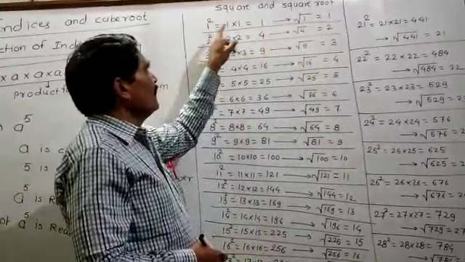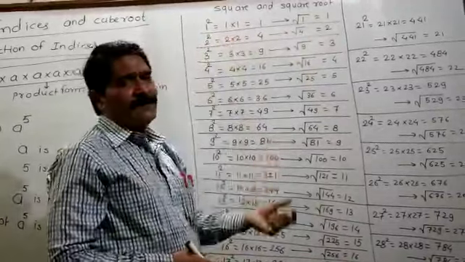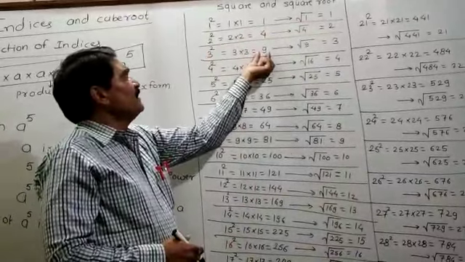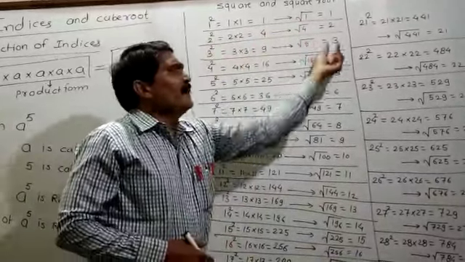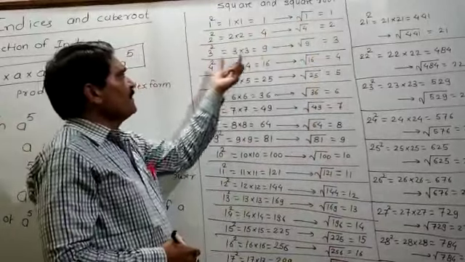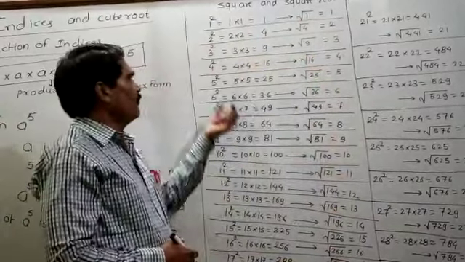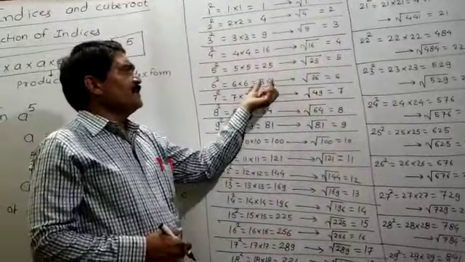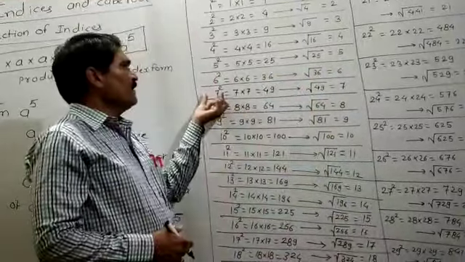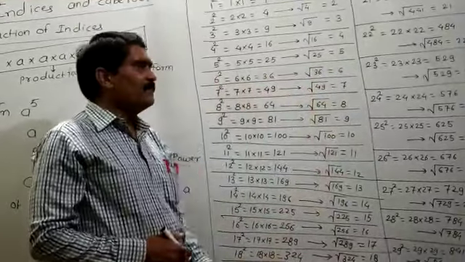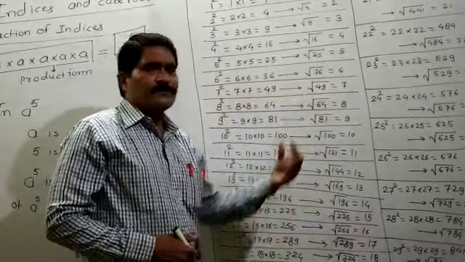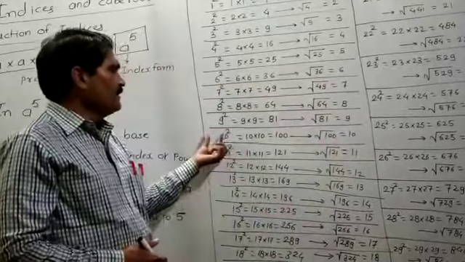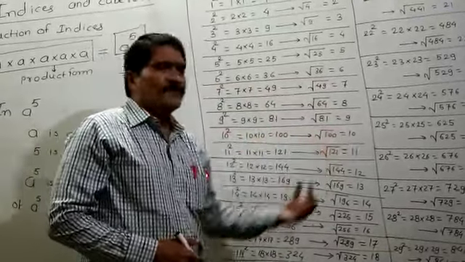2 square is 4. 2 square means 2 multiplied by 2. 2 square 4, square root of 4 is equal to 2. Then 3 square 9, and square root of 9 is equal to 3. Then 4 square 16, square root of 16 is equal to 4. 5 square 25, square root of 25 is equal to 5. 6 square 36, square root of 36 is equal to 6. 7 square 49, square root of 49 is equal to 7. 8 square 64, square root of 64 is equal to 8. 9 square 81, square root of 81 is equal to 9. 10 square 100, square root of 100 is equal to 10.